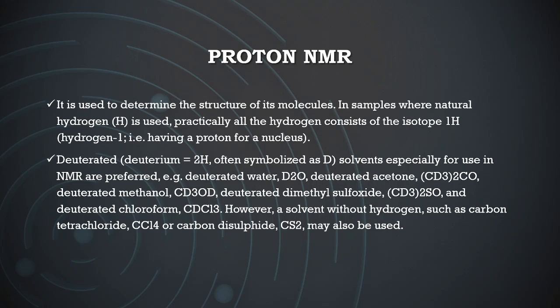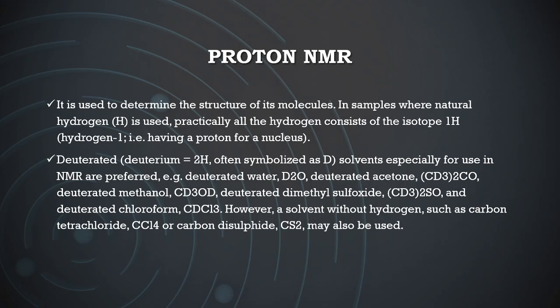Proton NMR is the application of nuclear magnetic resonance with respect to the hydrogen 1 nuclei within the molecules of a substance in order to determine the structures of its molecules. In a sample where natural hydrogen is present, practically all the hydrogen consists of the isotope hydrogen 1. That means having one proton for a nucleus.